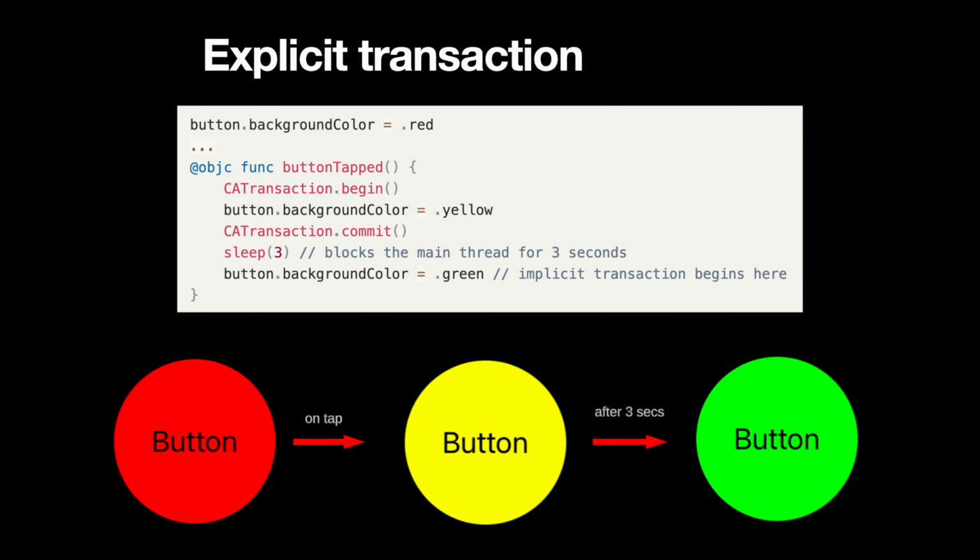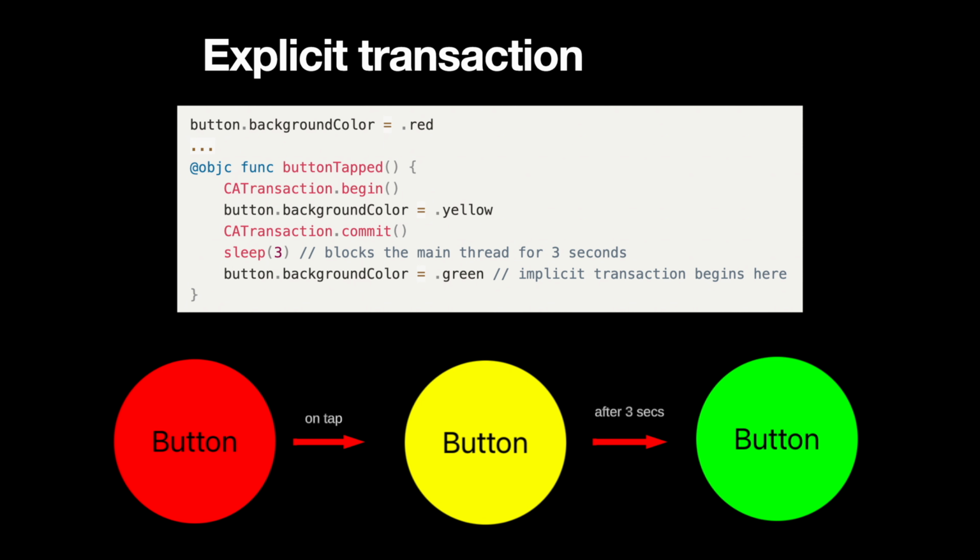I mentioned earlier that Core Animation sends an implicit transaction on every run loop iteration, but a transaction can also be explicit if you create it in your code like this. Under the hood, CATransaction begin and commit manipulate a shared transaction stack maintained by Core Animation. When you call CATransaction.begin, a new transaction object is created and pushed into the transaction stack. Any changes made to layer properties between CATransaction begin and commit are grouped together and committed together.